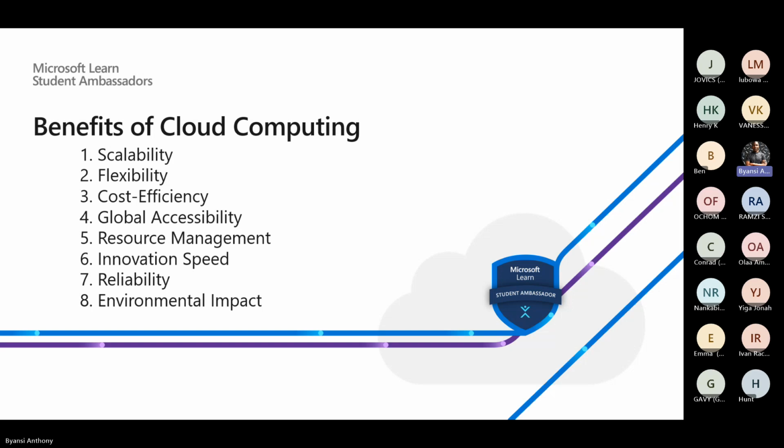And then also cloud computing offers global accessibility, meaning that if you're developing your application here in Uganda, it can actually be accessed across the world. And how is it done actually? You can set up the regions of access. In other words, regions that can actually access your application over the internet.